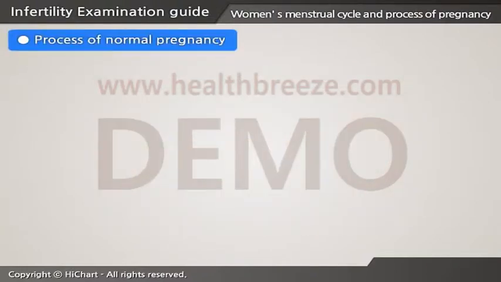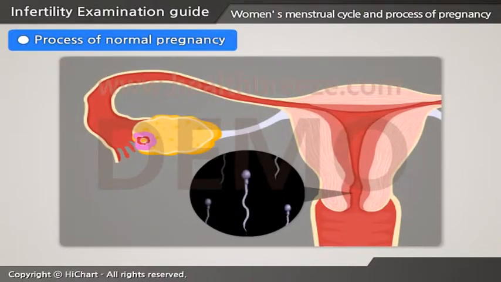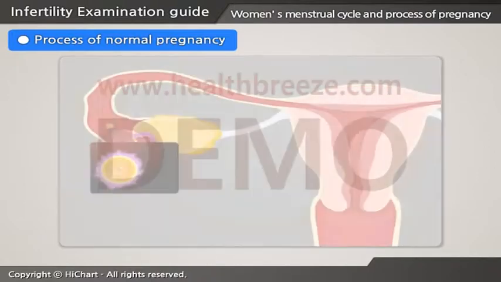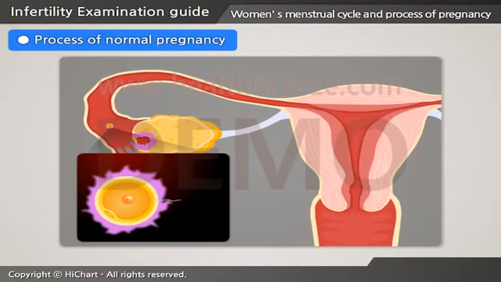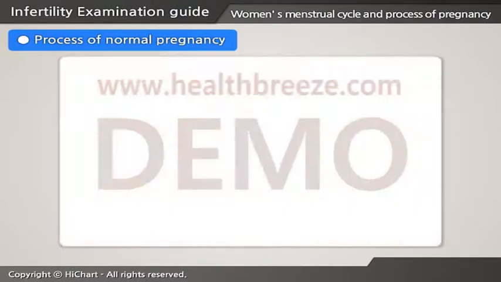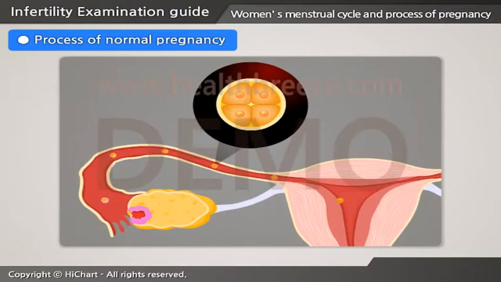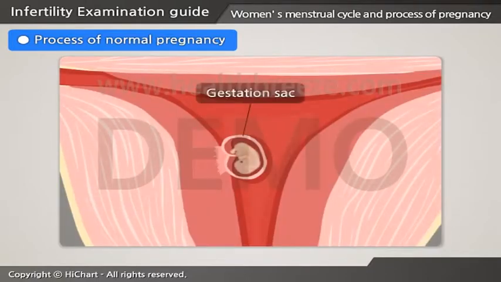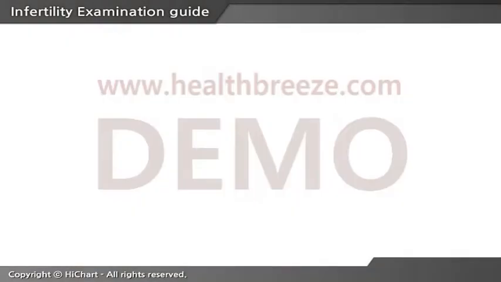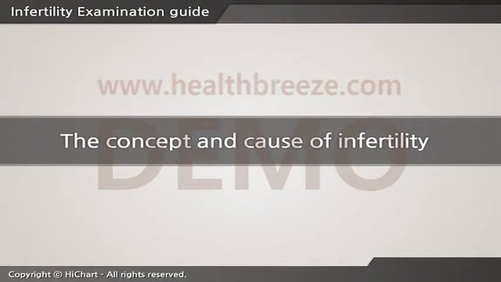Process of normal pregnancy. When sperm comes into a woman's body in the days before or after ovulation, 14 days after the start of the menstrual cycle, sperm and egg meet in the fallopian tube and fertilization occurs. Then the fertilized egg undergoes cell division and is implanted in the wall of the uterus, forming a gestation sac and placenta to develop the embryo.